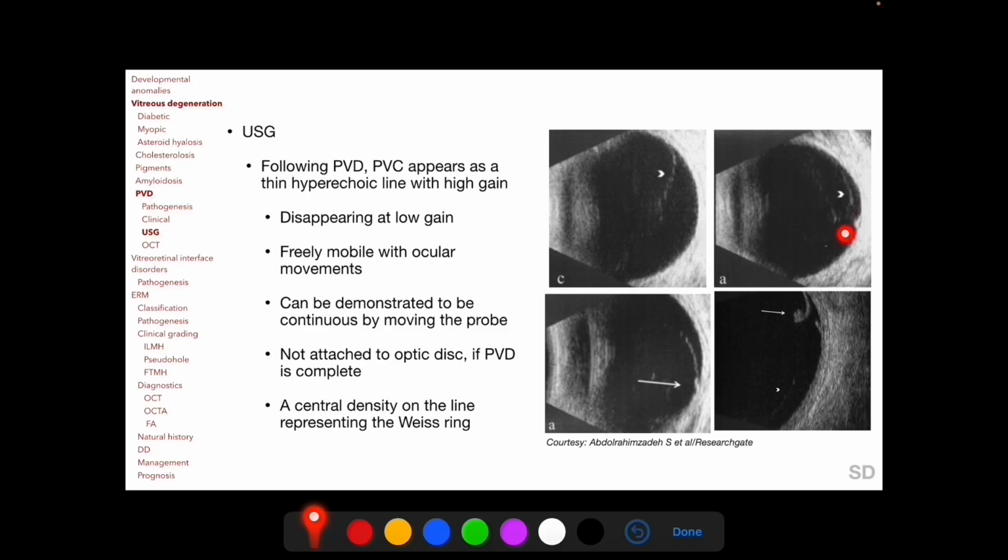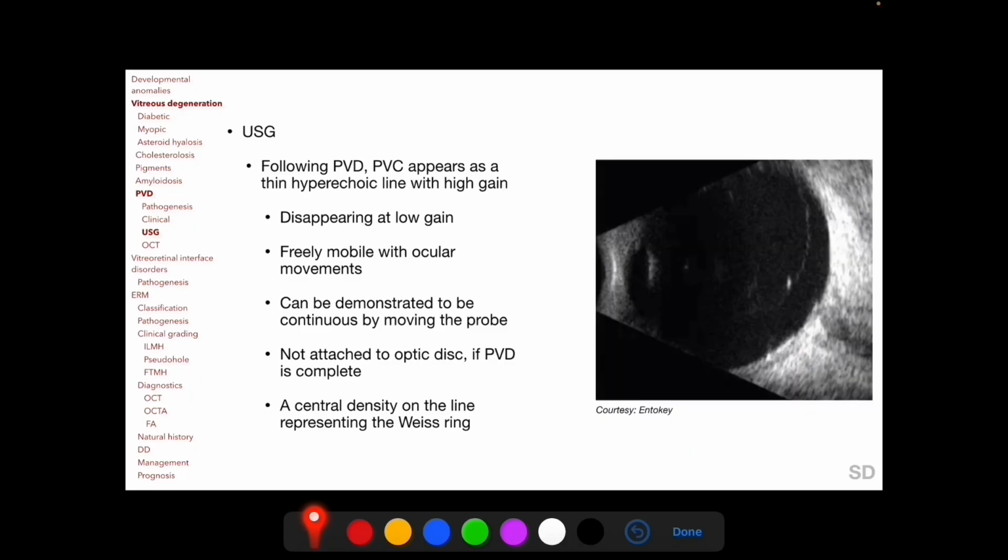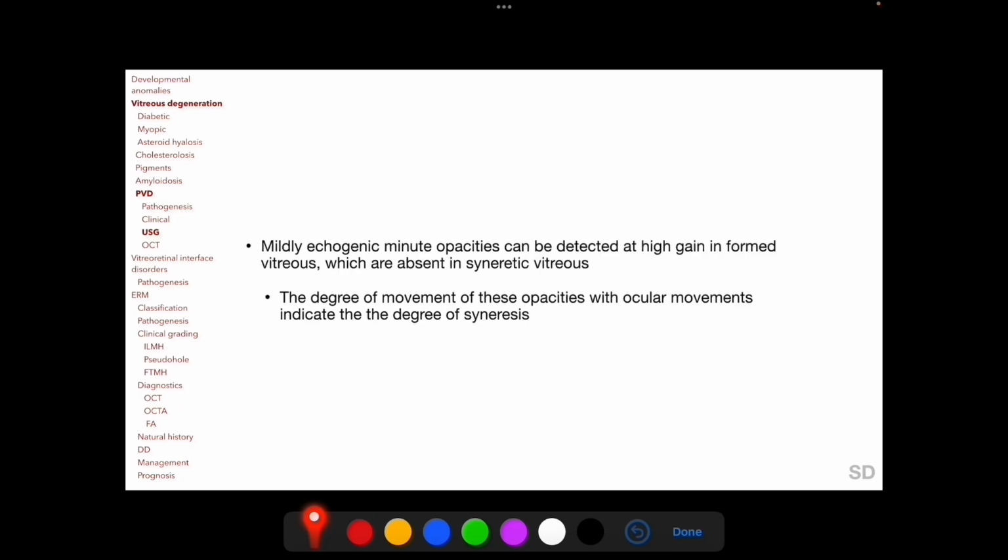This image shows a localized vitreoretinal traction being caused by a detached posterior vitreous cortex. This image shows a horseshoe tear being attached to the detached posterior vitreous cortex, and this image shows the Weiss ring attached to the posterior vitreous cortex and hanging in the vitreous cavity anterior to the optic nerve head. With or without a posterior vitreous detachment, mild echogenic minute opacities can be detected at high gain in formed or gel vitreous, which are absent in syneretic or liquid vitreous.